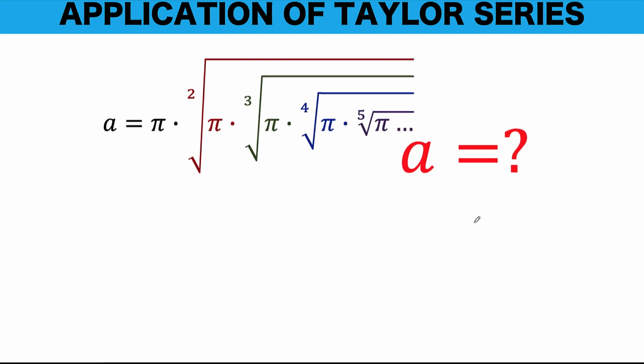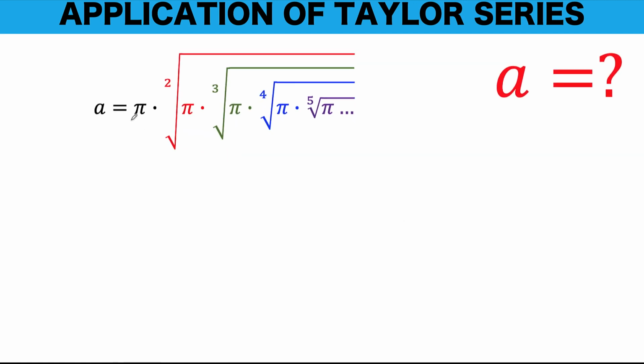Now let's solve this problem together. Let's begin by noting that this pi here can be written as pi raised to the first. Now this red pi is under the square root symbol, so we can write this as pi raised to the fractional exponent 1/2. Now for this green pi, although you have here the cube root of pi, take note that that is also under this red square root.